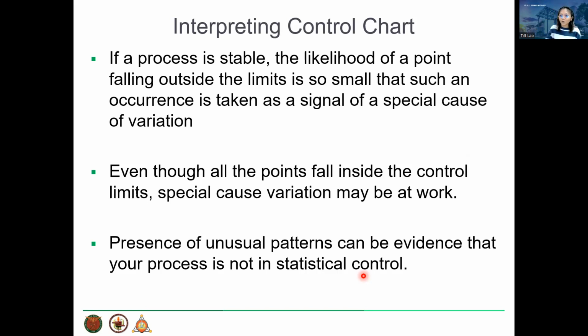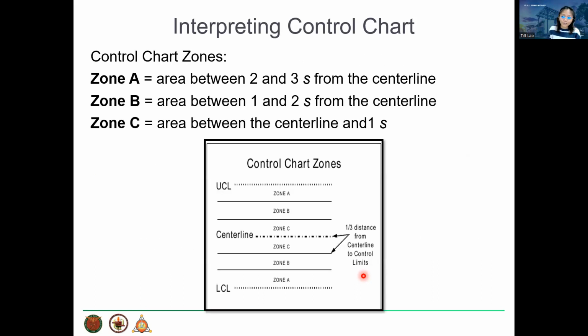So, to assist us in making a decision, we have zones. These zones are just designated zones on the chart. For example, zone C is just the center line plus 1S, where S is the standard deviation. Plus 2S is zone B, and plus 3S is zone A.